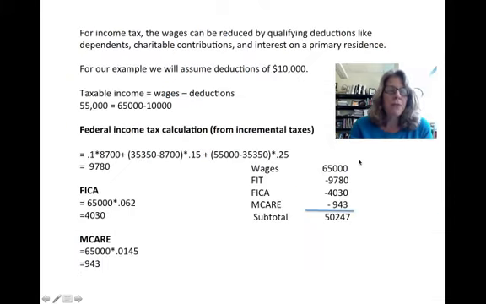So let's look at the calculation for this. For income tax, the wages can be reduced by qualifying deductions like dependents, charitable contributions, and interest on primary residence.